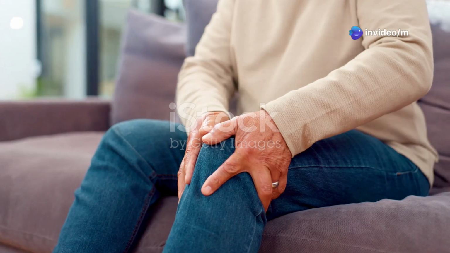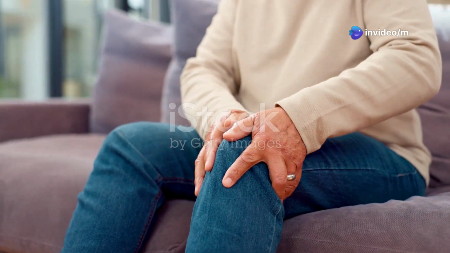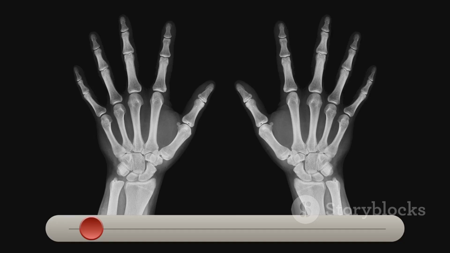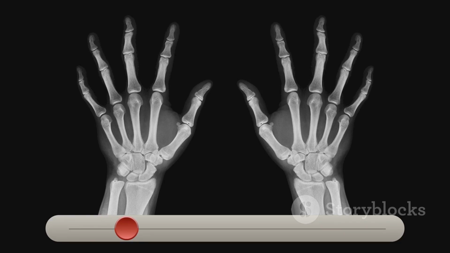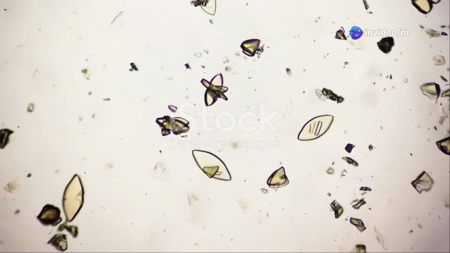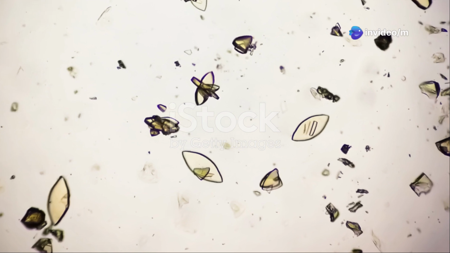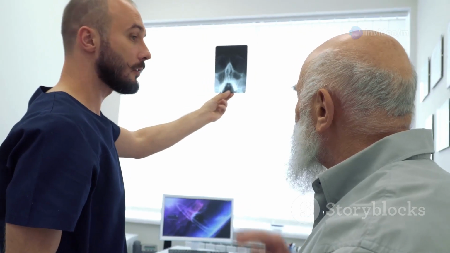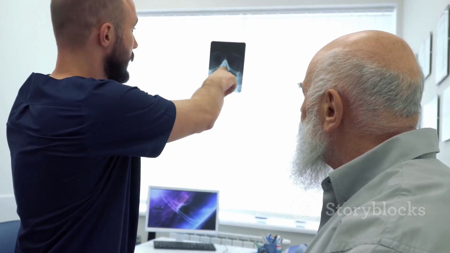Ouch! That sudden, intense joint pain can be debilitating. Is it gout or pseudogout? These two types of arthritis often get confused because both involve painful crystal deposits in the joints. However, the types of crystals and underlying causes differ, leading to variations in treatment. Understanding these differences is crucial for proper diagnosis and management.